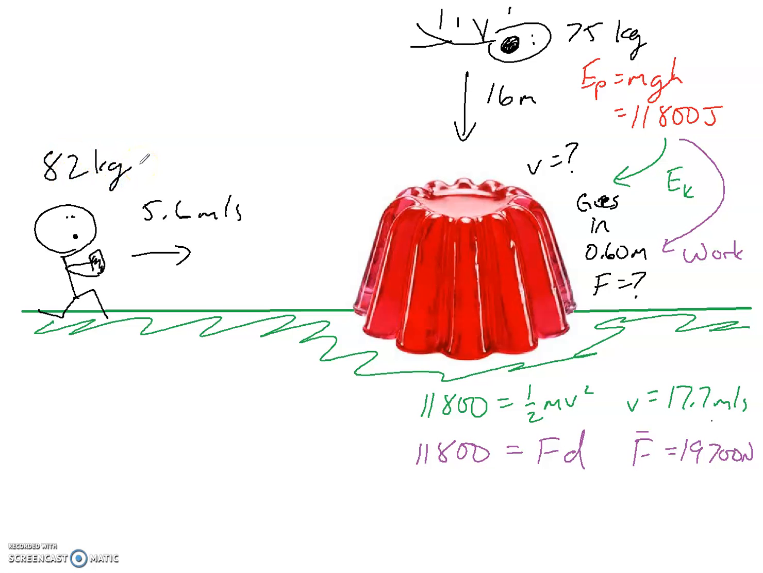All right, so let's see how far they would go into the jello if they actually hit it. Now, this person, of course, has kinetic energy coming into the situation, so we can find their kinetic energy. That'd be 1/2 mv squared. So we've got the 1/2, we've got the mass of 82, and we've got the speed of 5.6. And again, don't forget to square the 5.6. And we get a kinetic energy of about 1290.